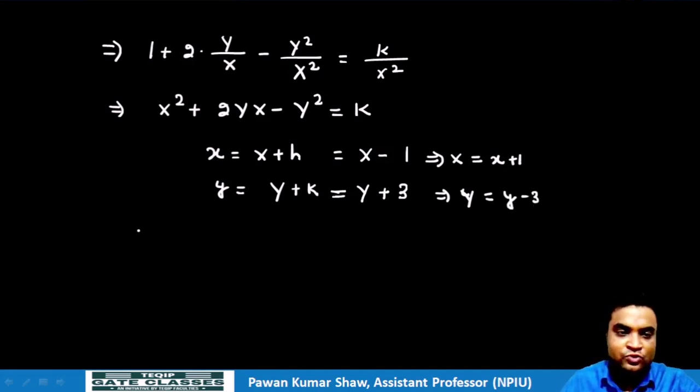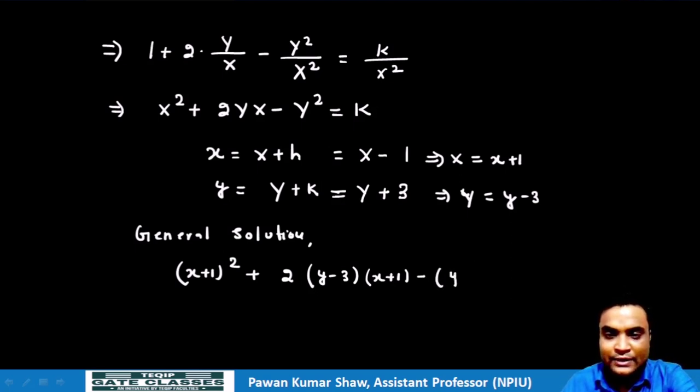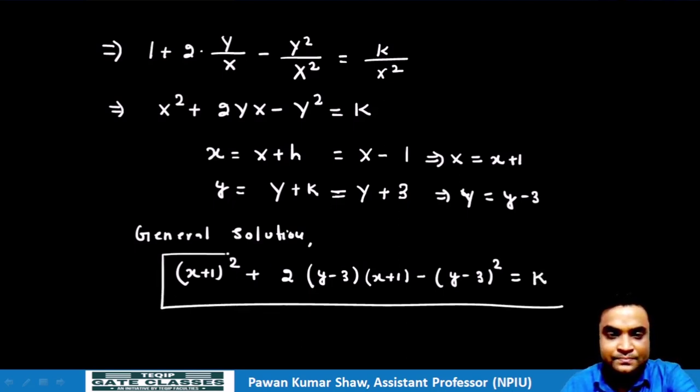So our final general solution will be, we will replace the value of capital X and capital Y, so that we will get our general solution. So capital X square, that is x plus 1 whole square, plus 2 into y minus 3. In the place of capital Y, we will replace y minus 3, and in the place of capital X, that will be x plus 1, minus capital Y, that is y minus 3 whole square, is equal to k, where k is an arbitrary constant. So this is our general solution.